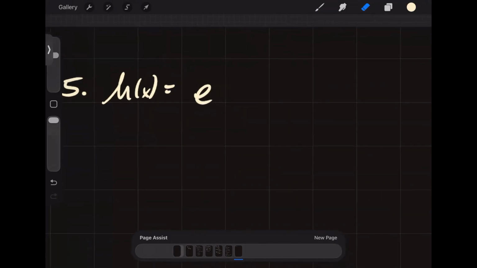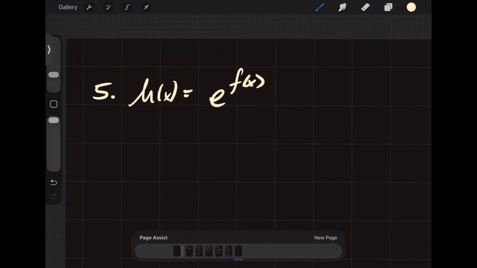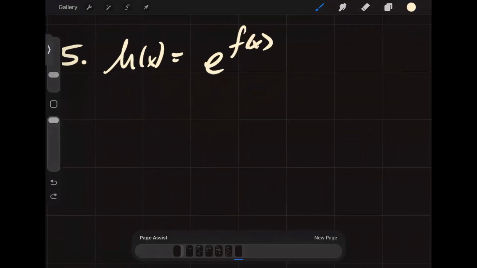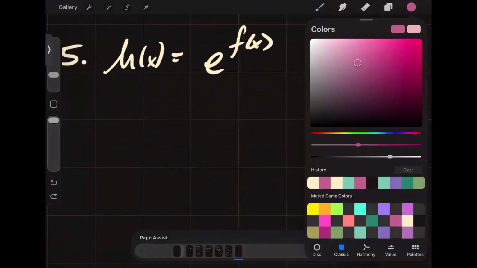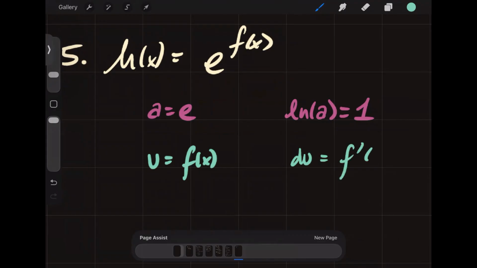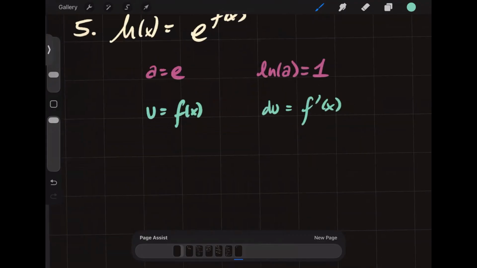So let's say you have h of x equal to e to the f of x. Then your a value is going to be e, ln a is going to be 1, your u is going to be f of x, and your du is going to be f prime of x, whatever that is.